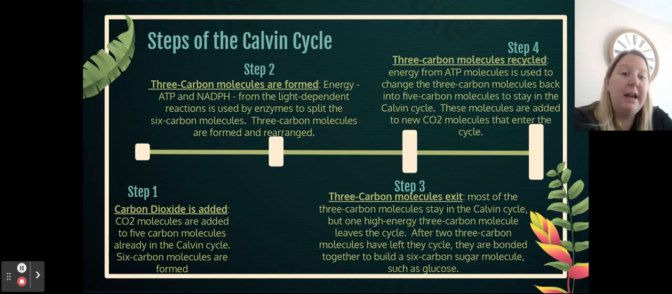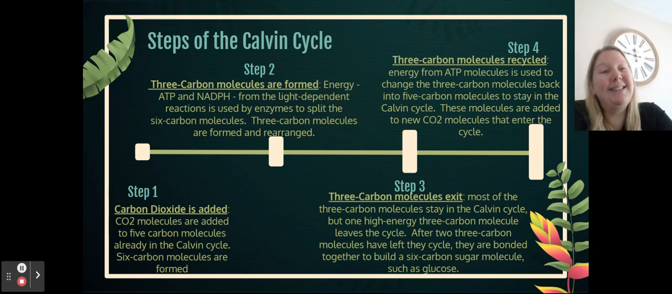We then can rearrange these 3-carbon molecules. One high energy 3-carbon molecule gets to exit the cycle. Most end up staying in the cycle, but one high energy one leaves the cycle. When two have left, then we have the ability to make a 6-carbon sugar such as glucose. That 3-carbon molecule that stays in the cycle gets recycled, rearranged, and ready to pick up another carbon dioxide when it's added to two more carbon molecules.